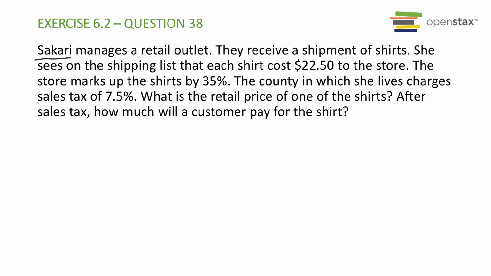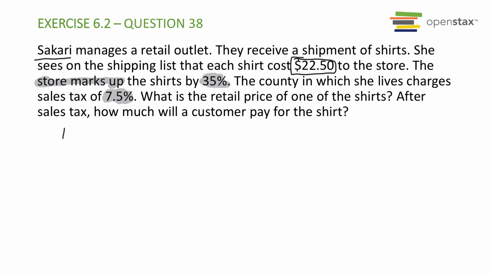So Sakari manages a retail outlet, and they receive a shipment of shirts. She sees on the shipping list that each shirt costs $22.50 to the store. So that's what the store pays for it. But then the store is going to mark it up, of course, by 35%. They've got to make a profit. And then the sales tax is 7.5%. So if we walked into this store, what is basically going to be what we pay for the shirt?